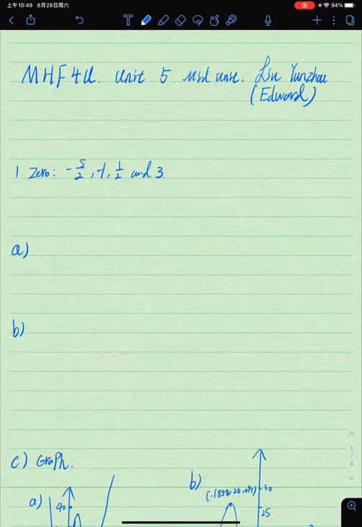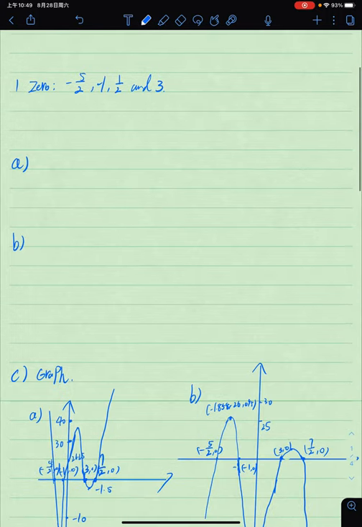Hi teachers, here's Edward, and here is my homework for MHF4U, the Unit 5 main unit assignment. I will give the process to solve these questions.